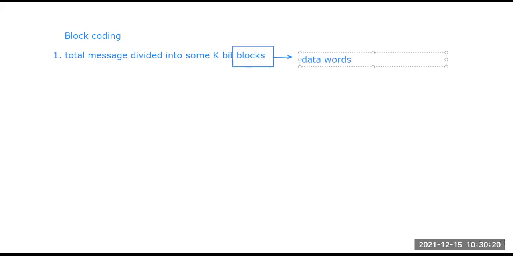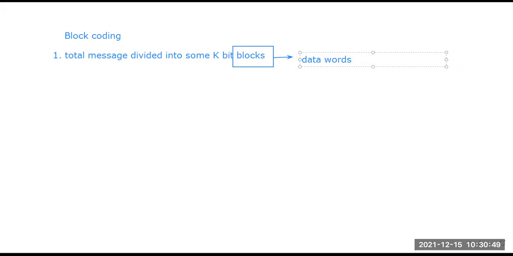Now the redundant bits are sent from the sender side. Some redundant bits are added to each block, meaning to each of the k blocks we have divided, some redundant bits are added, and this makes the length different.